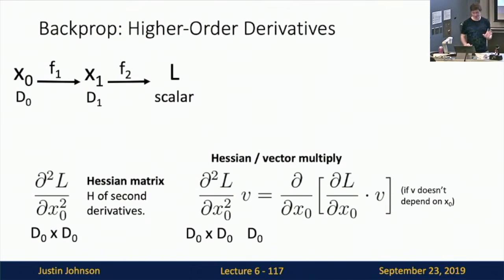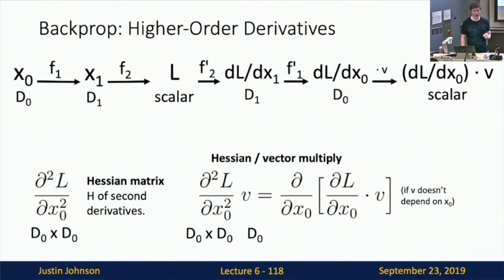And I'm pretty sure this works out, right? But of course, this is only true if the vector is a constant and doesn't depend on x0. If it does, then you get another cross term. But now we can do something very clever in our computational graph. So we can extend our computational graph with these backpropagation functions.